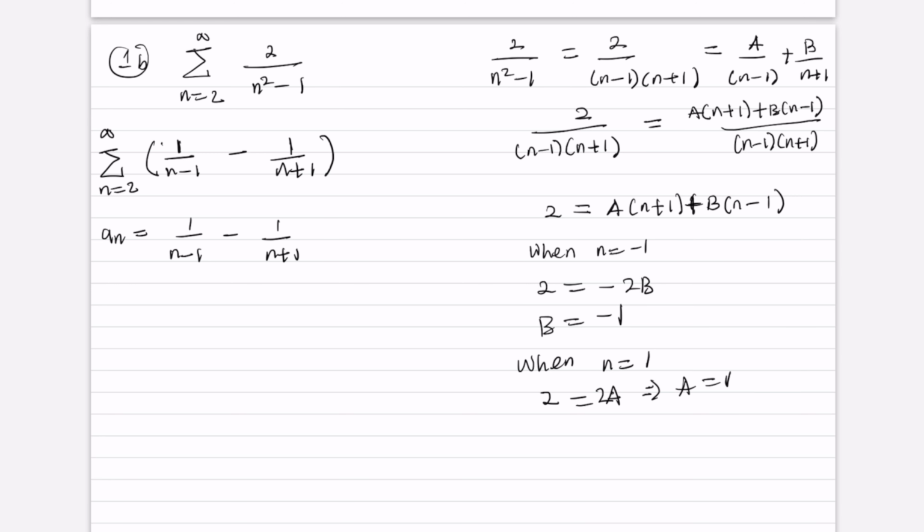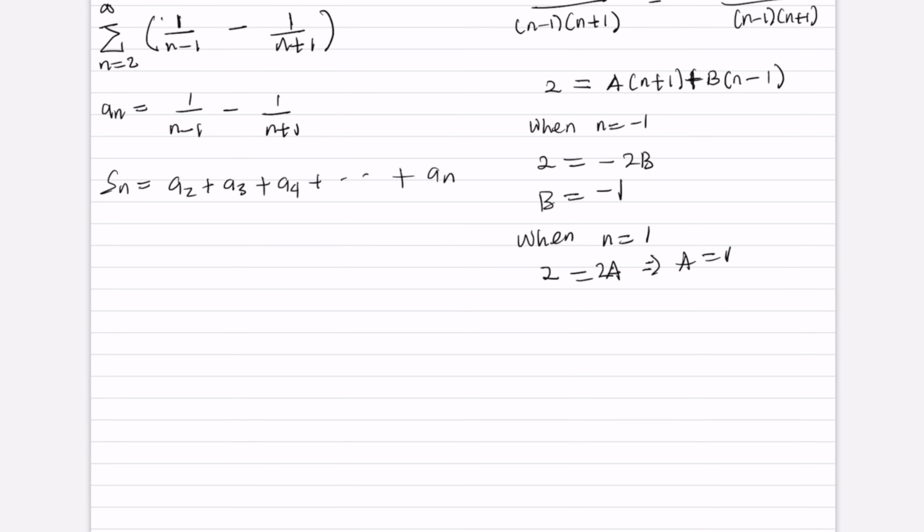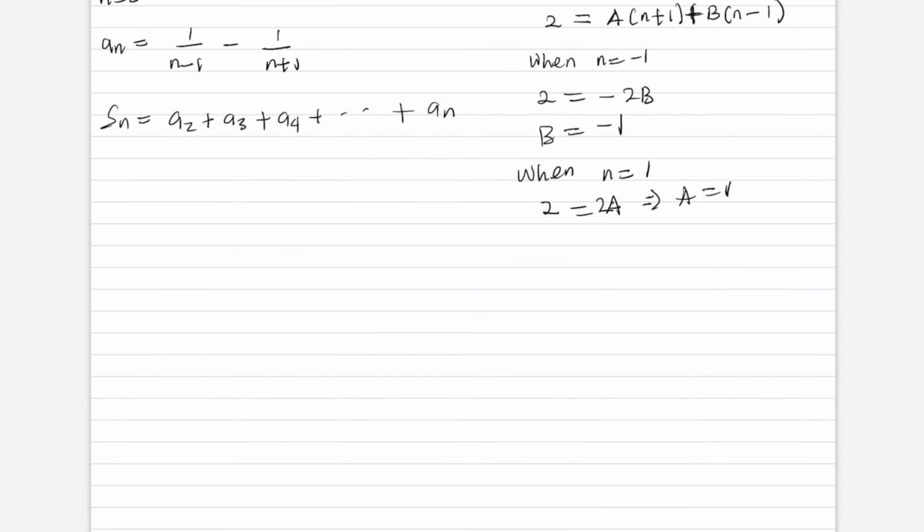Now if you look at the summation, it is starting from where? 2. That means my partial sum, my S_n, is going to be a2 plus a3 plus a4 up towards a_n, right? So for me to find the partial sum, I need to list out a2, a3, and so on. You understand what I'm trying to say? Then I can see how the terms cancel out. I will need to study the pattern.